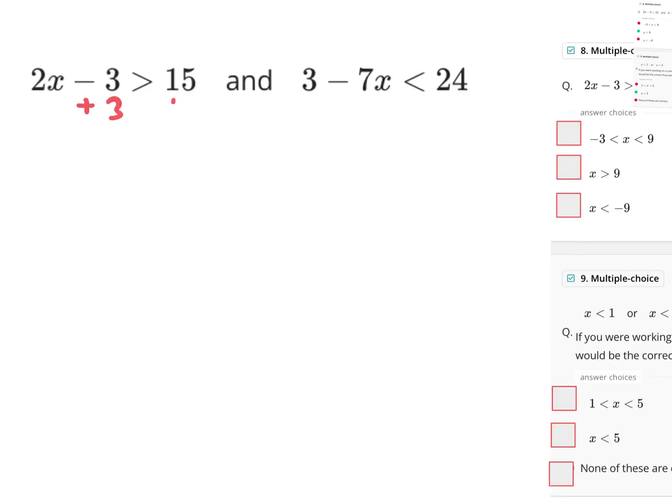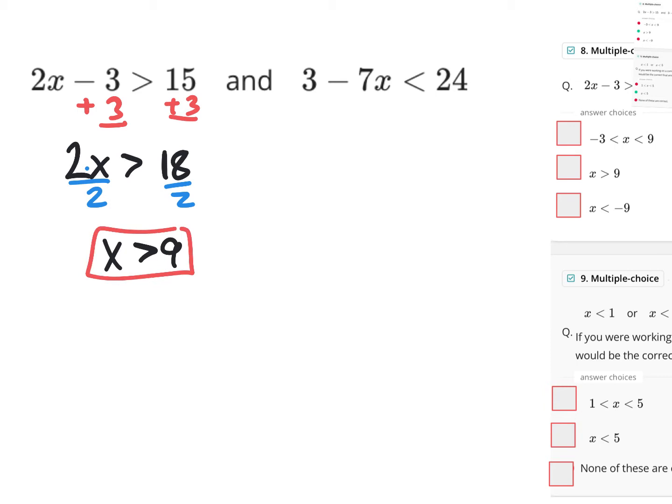You're going to add 3, you're going to add 3, you're going to end up with the new inequality 2x is greater than 18. That's really a 2 times x is greater than 18. Get rid of the multiplication of 2 by dividing by 2. You're going to have x is greater than 9. Okay, so that's an answer, and we'll graph it in a bit. Let's solve the other one first.